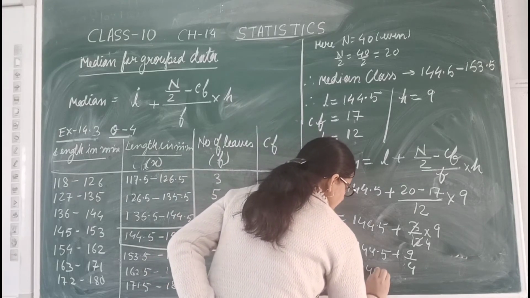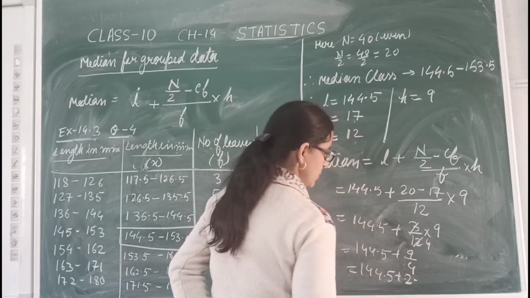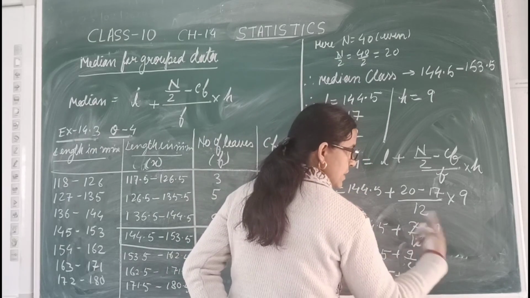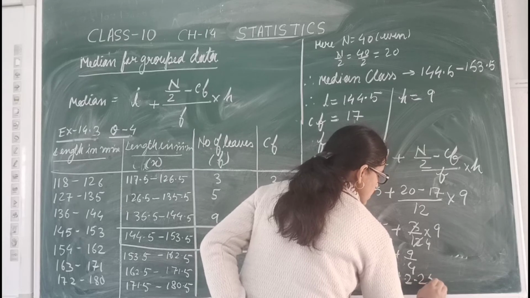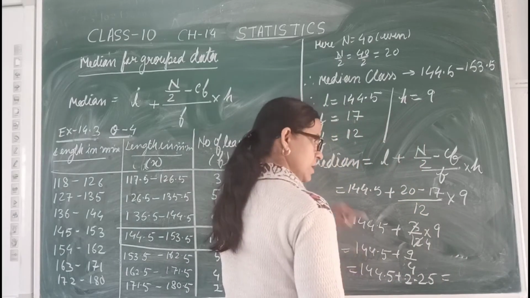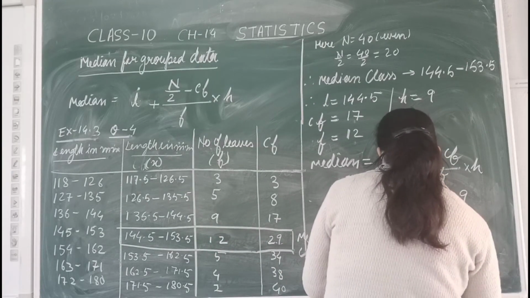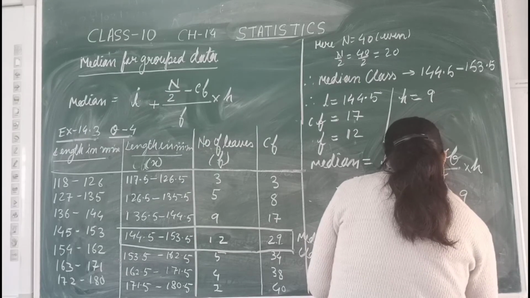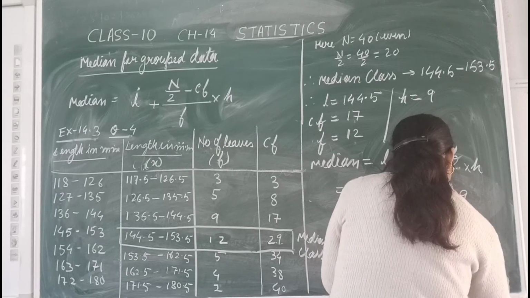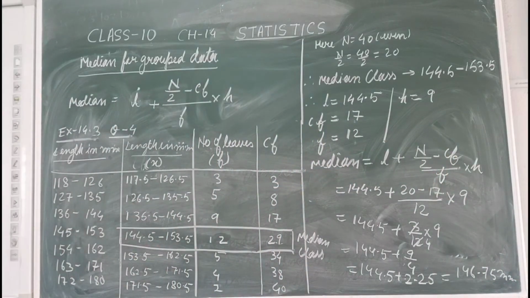This will be equal to 144.5 plus 2.25. Yes. So this will be equal to 144.5 and 2.25 will be 146.75 milliliter. So let me once see the answer. 146.75. Yes, absolutely correct.